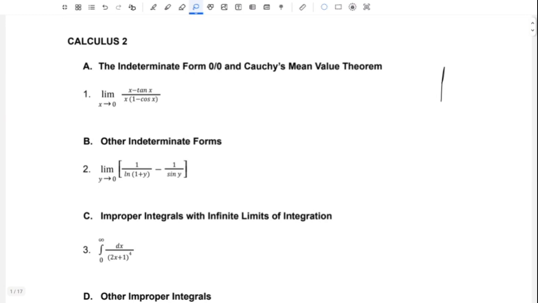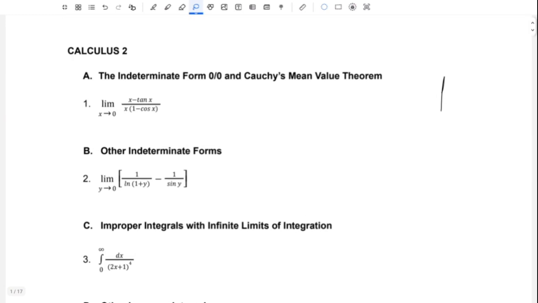Today, we will tackle two major topics in integral calculus. We have indeterminate forms and improper integrals. These topics challenge us to go beyond simple limits and definite integrals. We will explore how to evaluate expressions and integrals that seem unsolvable at first glance using powerful tools like L'Hopital's rule and substitution techniques.